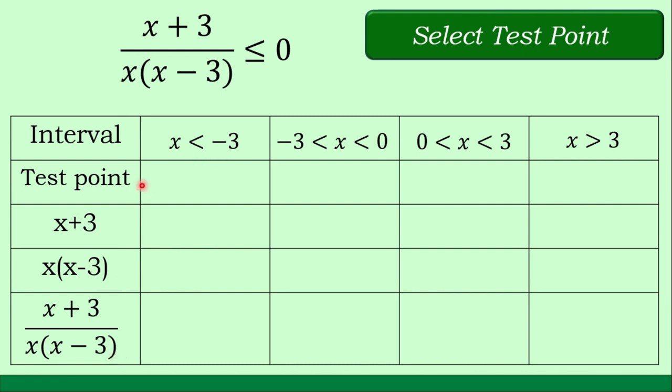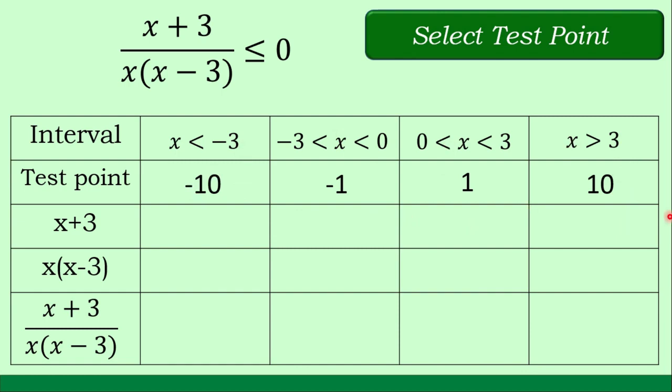Now, let's start with our test point for the first interval. Let's think of any number that is less than negative 3. So for this example, I'll use negative 10. How about for the second interval, between negative 3 and 0? So what I have here is negative 1. For the third interval, between 0 and 3, I'll use positive 1. And for the last interval that's greater than 3, I'll use positive 10. So again, these are our test points. We are done selecting our test point.